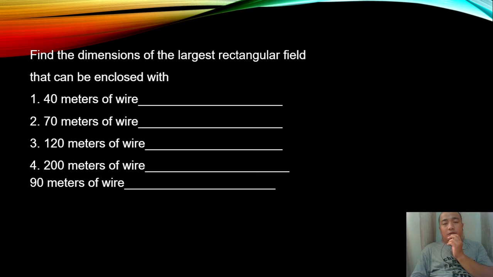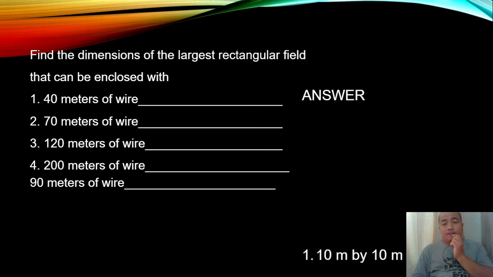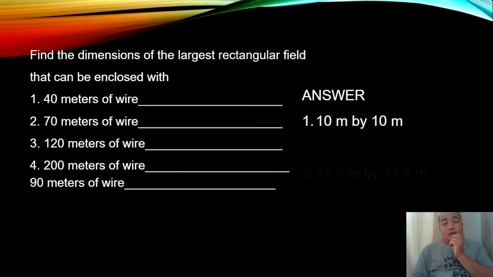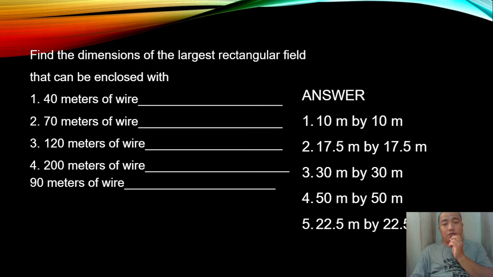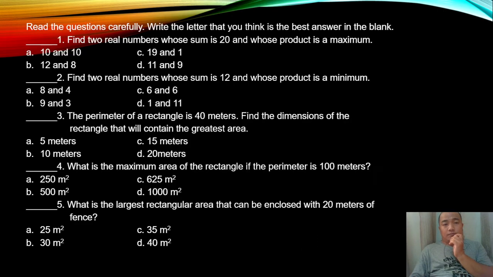Next, find the dimensions of the largest rectangular field that can be enclosed with 40 meters of wire. Answer? Number 1, 10 meters by 10 meters. For number 2, 70 meters of wire, it should be 17.5 meters by 17.5 meters. And for number 3, 120 meters of wire, 30 meters by 30 meters. For number 4, 200 meters of wire, should be 50 meters by 50 meters. How about number 5, 90 meters of wire, should be 22.5 meters by 22.5 meters.